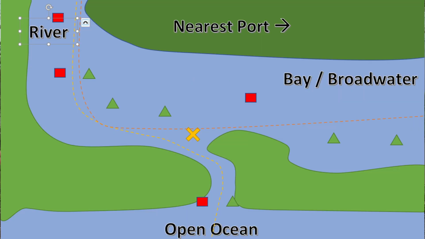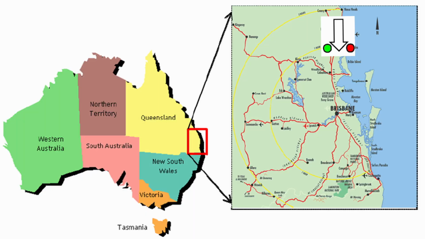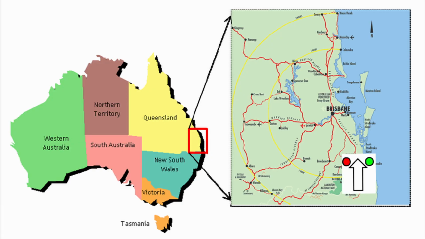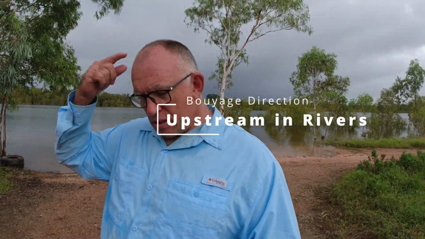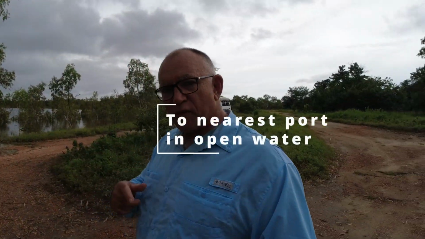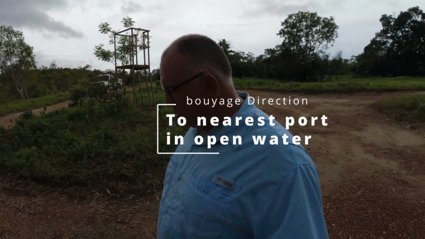So I'm in Queensland, so let's say you live on the Sunshine Coast north of Brisbane and you're in an estuary system. Well, the buoyage direction will point south towards the port of Brisbane. But if you're on the Gold Coast, which is south of Brisbane, and you're in a similar estuary system, well, the buoyage direction will point north towards Brisbane. Anyway, just look for the arrows and the two dots and you'll be right.